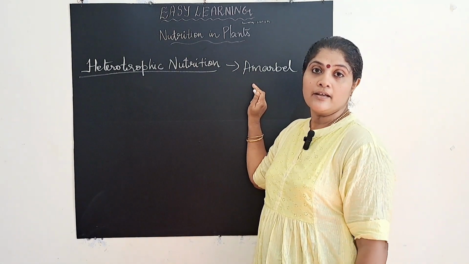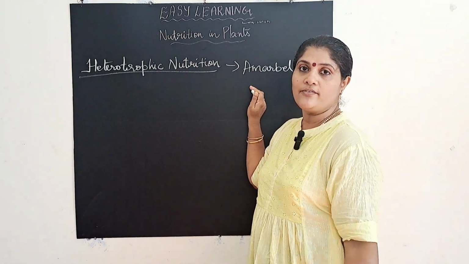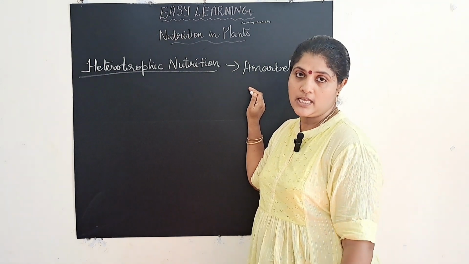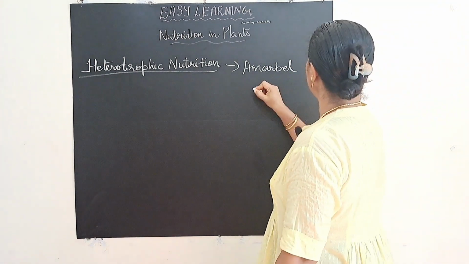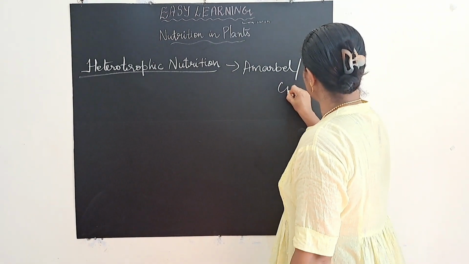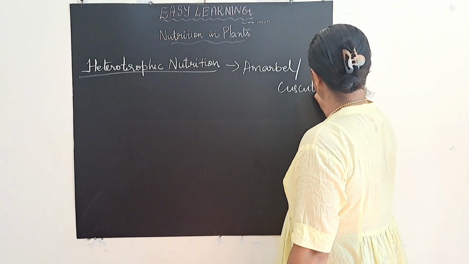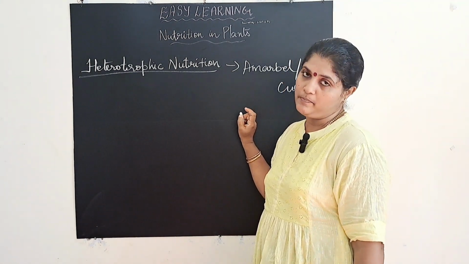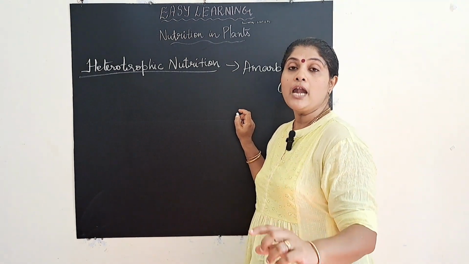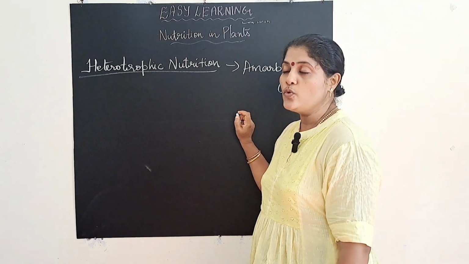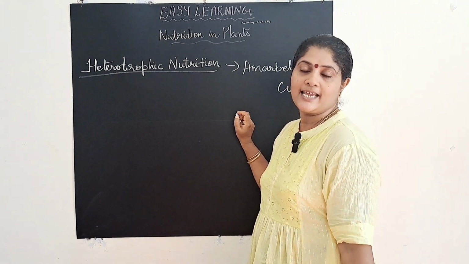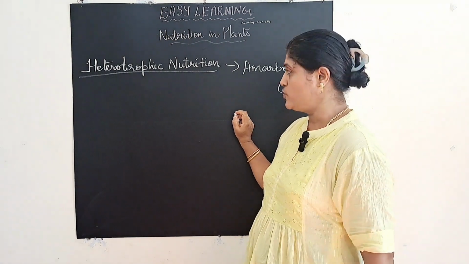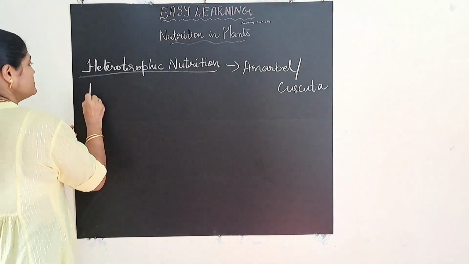It is a plant which climbs on another tree and takes the nutrients from that particular plant on which it is growing. Another name for amarbel is cuscuta. So amarbel and cuscuta are the two names of that particular plant. The plant on which it climbs is known as the host, and since it derives the nutrients from that host plant, this plant is known as the parasite.